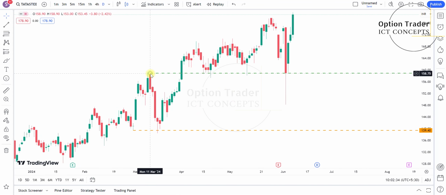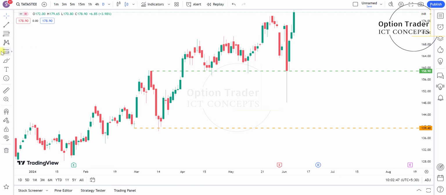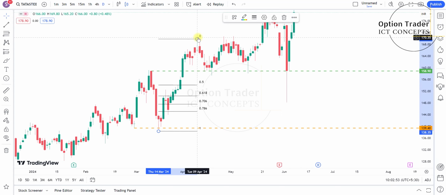The price was reacting over here, in which the price came down and eventually it took out this low and sustained above, and it retraced back on the daily time frame. I'm not talking about 1 hour or 4 hour, it's a daily time frame. Okay, so we will draw a Fibonacci from here to here. This is the low, this is the high.